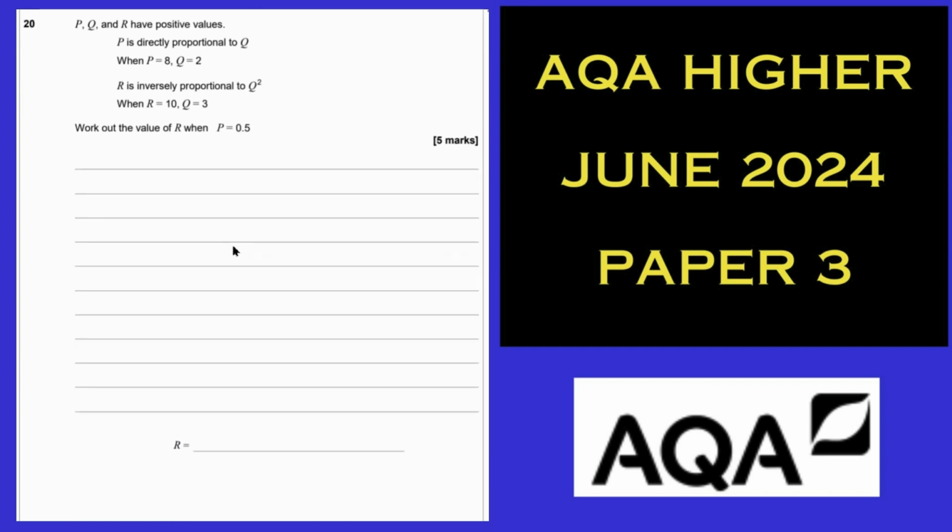Number 20 also doesn't look friendly. Definitely one of them, one thing at a time. P is directly proportional to Q. P equals a number times Q. P is 8 when Q is 2. Doesn't take a genius to spot that C is 4. So we've got a formula that P equals 4Q.